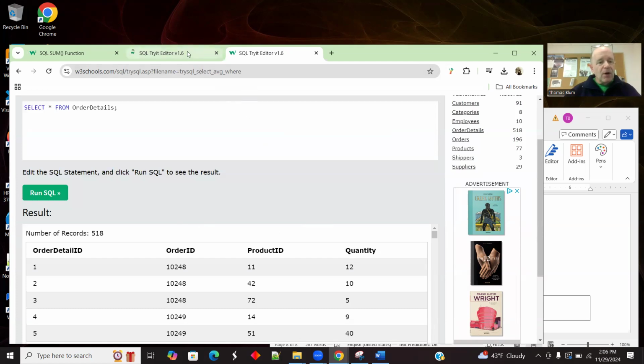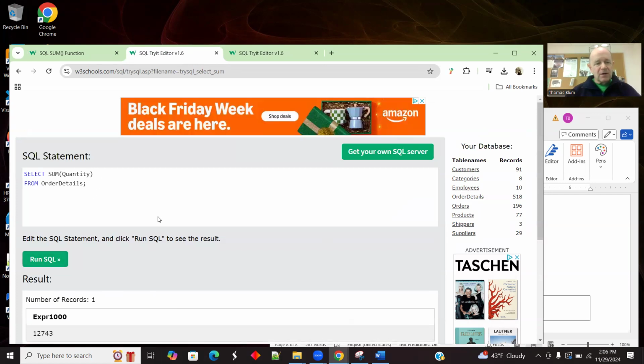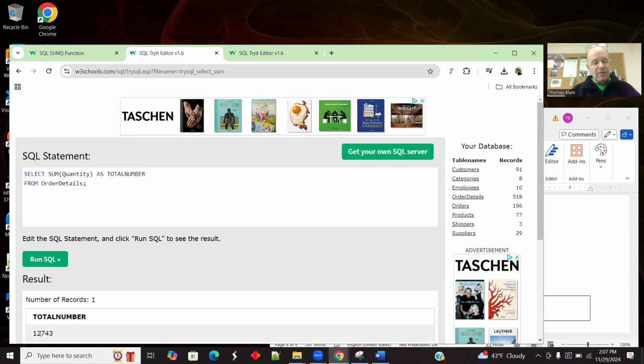together. Okay, so here's just quantity, the sum of quantity for order details. So this is sort of the total number of products that we've ever sold. And we can name it if we want, that's total number or something like that. And that is 12,743 items altogether were sold by this company, the Northwind company, whatever it is.